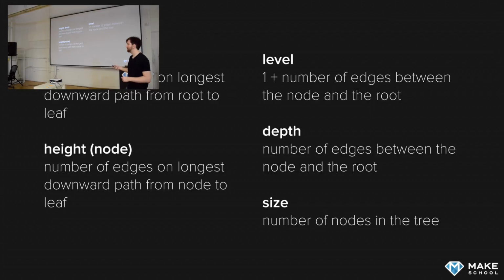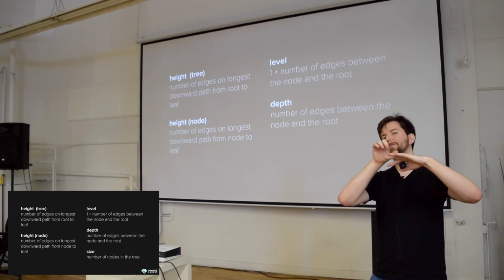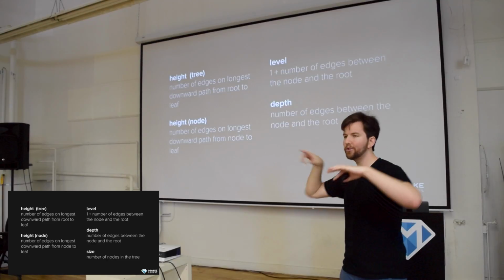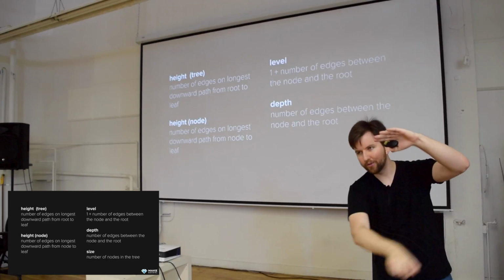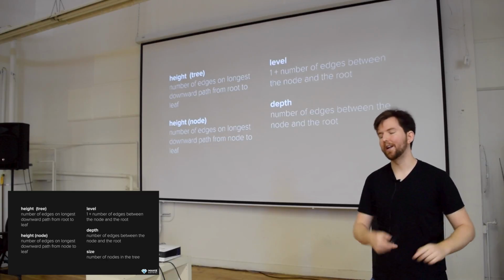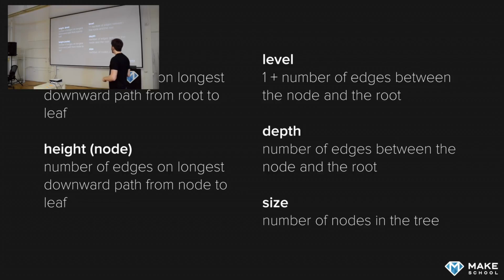So we'll talk about levels a bit in the next slide. And the depth is the number of edges between the node and the root. So for the depth you count from the internal node up to the root, whereas with the height of a node, you count from that internal node down to its most distant descendant. So finally, size is the number of nodes in a tree. That's a pretty easy and obvious definition.